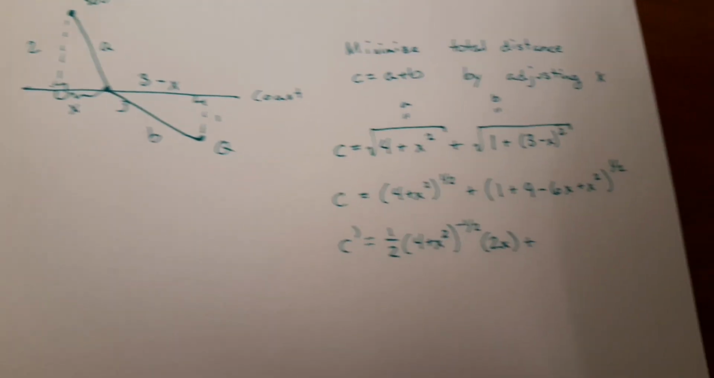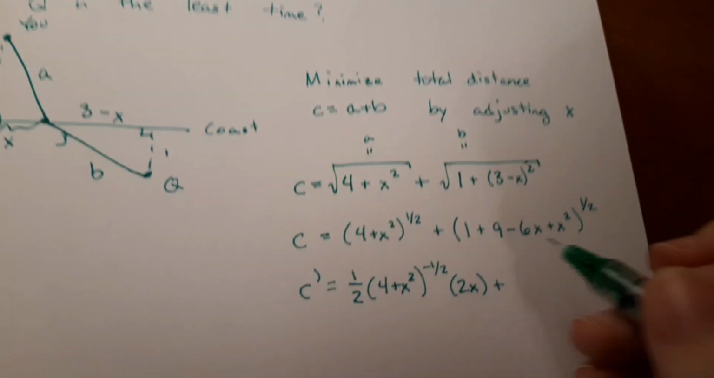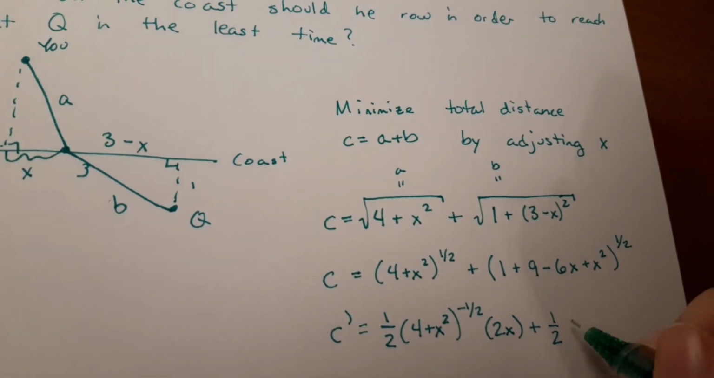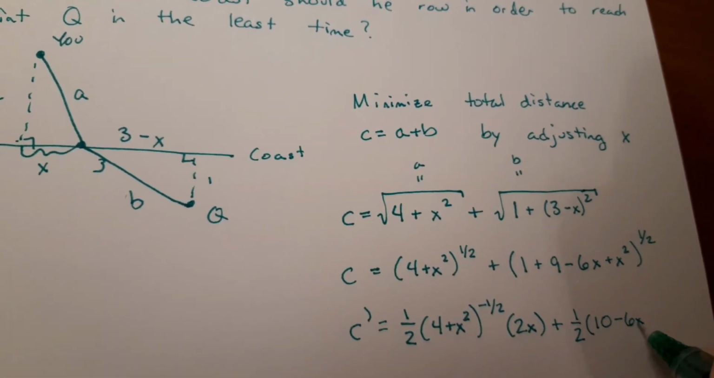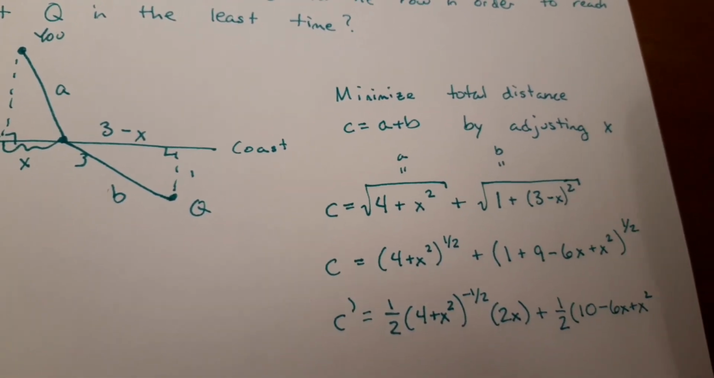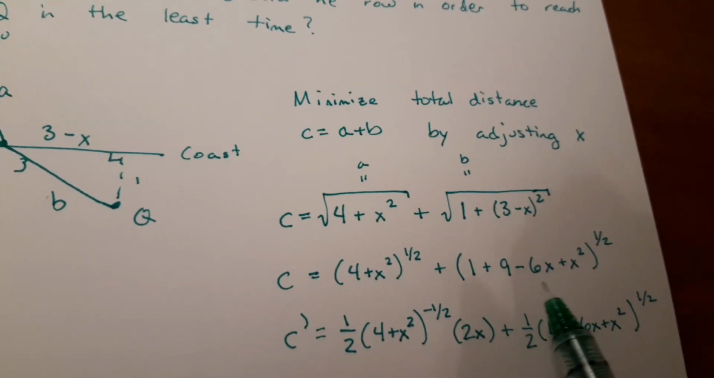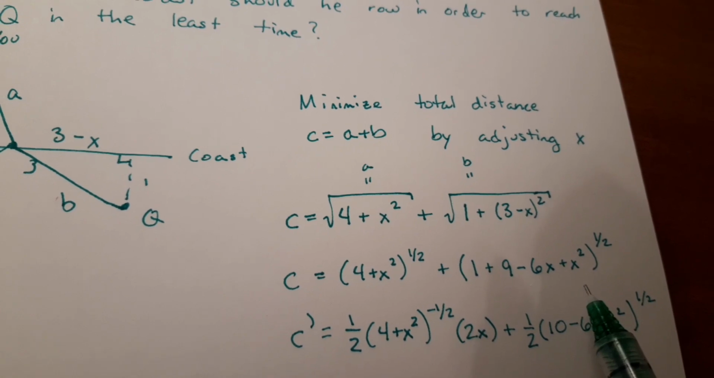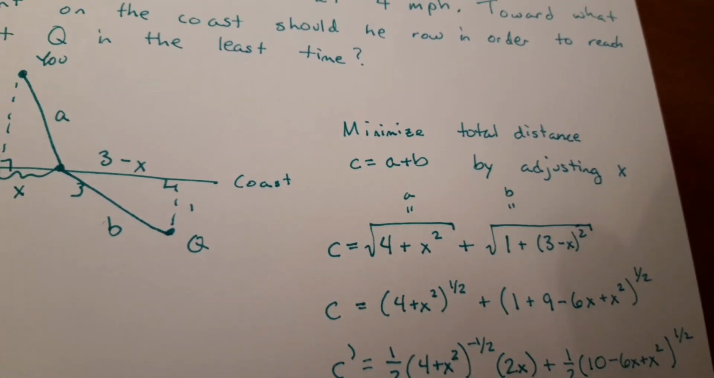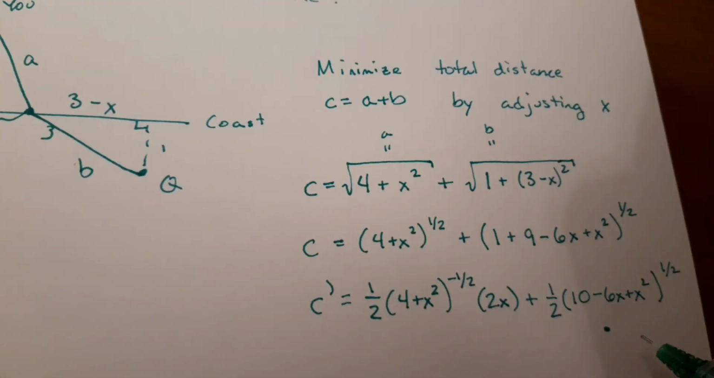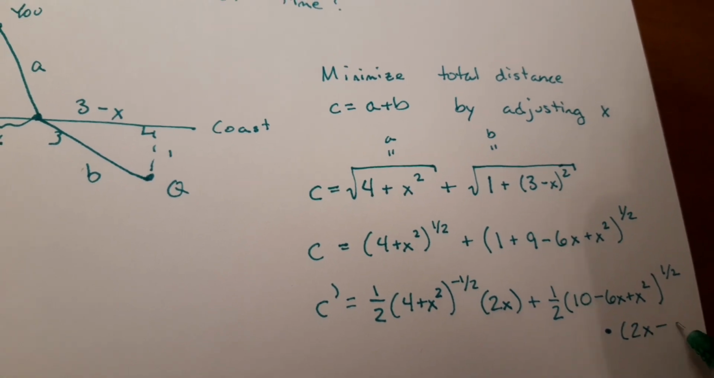plus, and then we have 1/2 times 10 minus 6x plus x squared. Oh, I do this every time. I don't give myself enough room. Times 1/2 times the derivative of the inside, which is 2x minus 6. So times, I'm going down here, 2x minus 6.